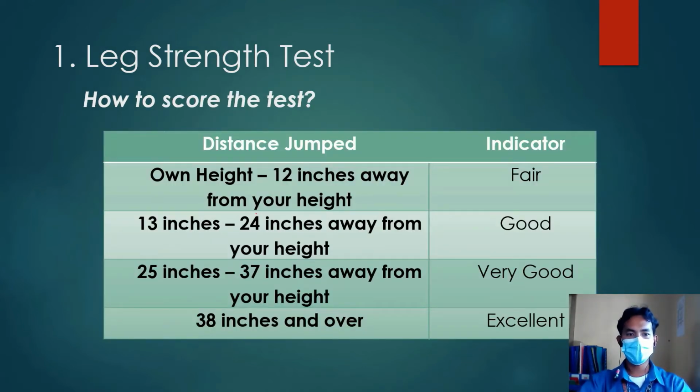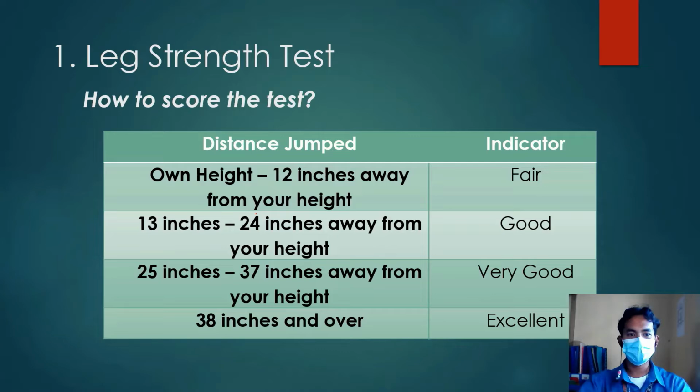How do we score the test? So dito po, meron tayong mga indicators na kung saan madedetermine natin ang level ng ating fitness base po doon sa distance po na ating natalon. So, let us take note po na dito, ang i-measure po natin ay yung distance po na tinalon natin away po doon sa ating height.